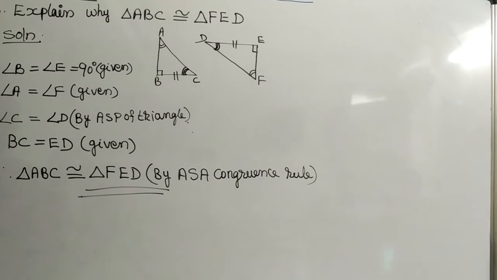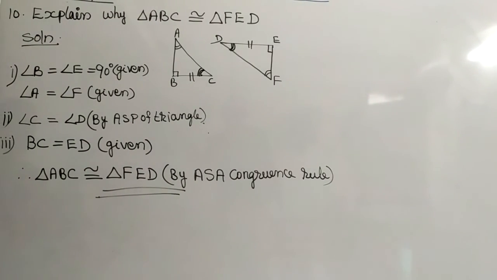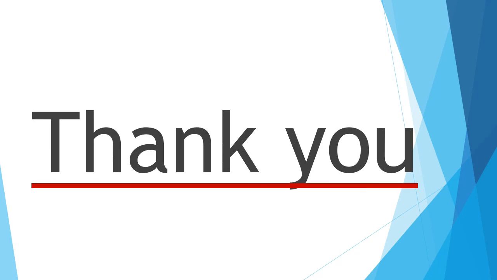So you have to write these solutions in the CW. These are the three conditions we use to apply ASA congruence rule, so that we obtain triangle ABC congruent to triangle FED. So children, write down all these questions in your CW, and in the earlier classes we have done all try these questions of this chapter, that also you have to copy down in the CW.